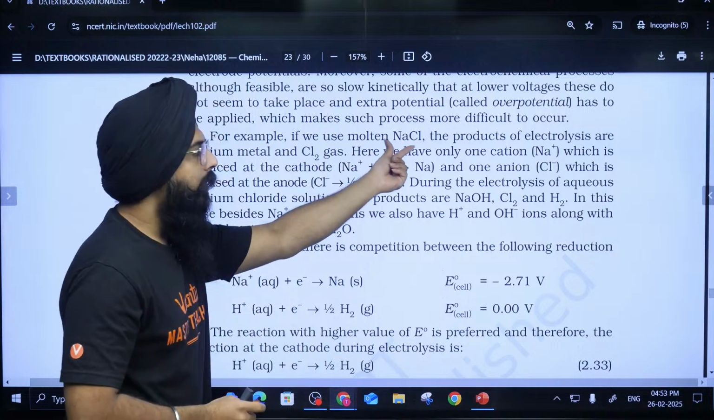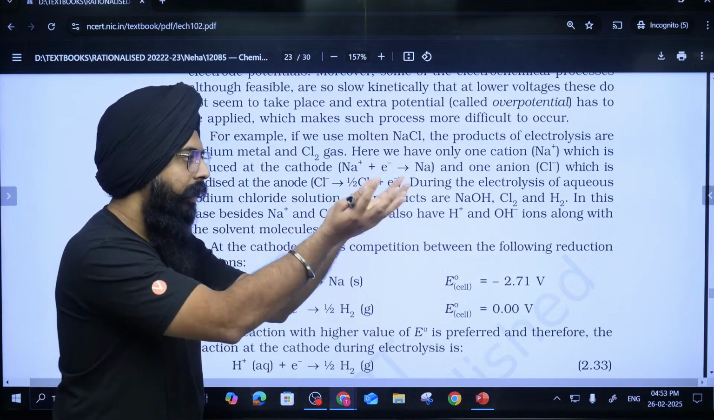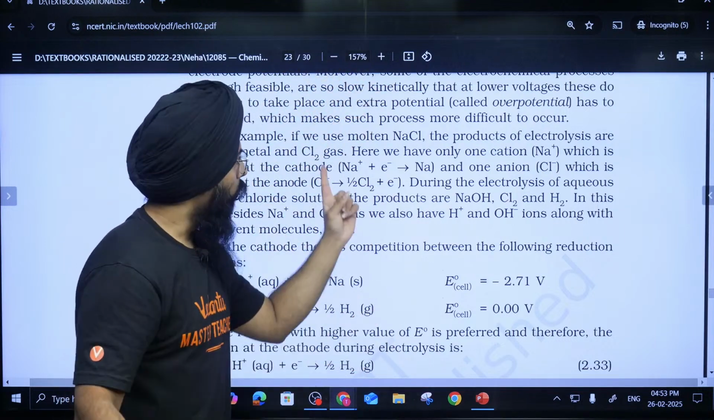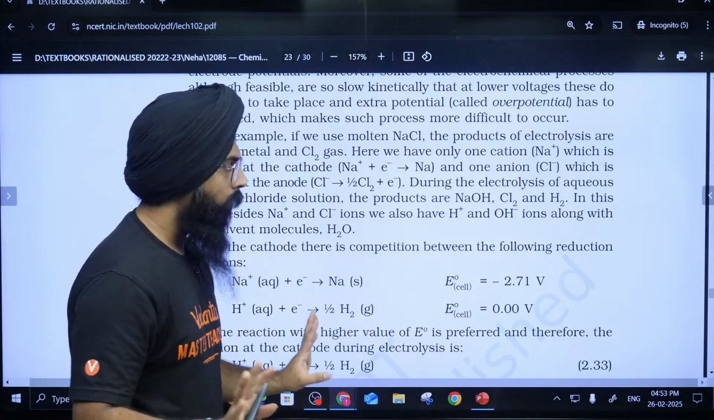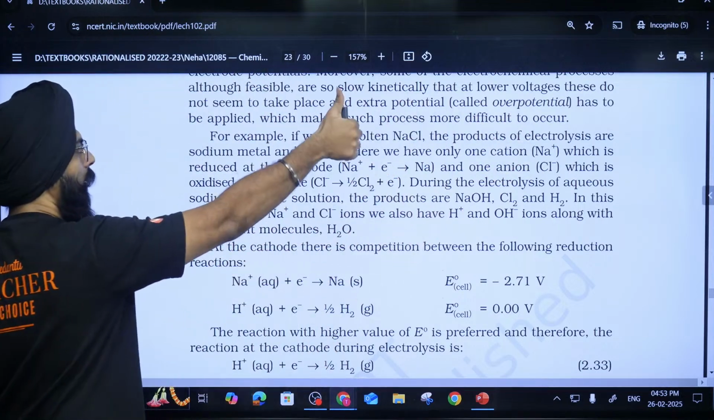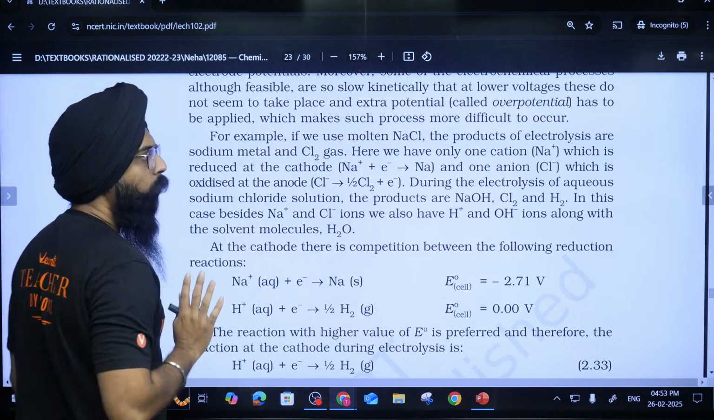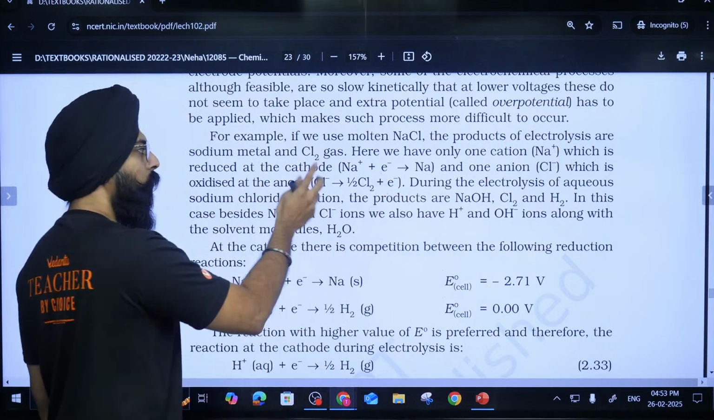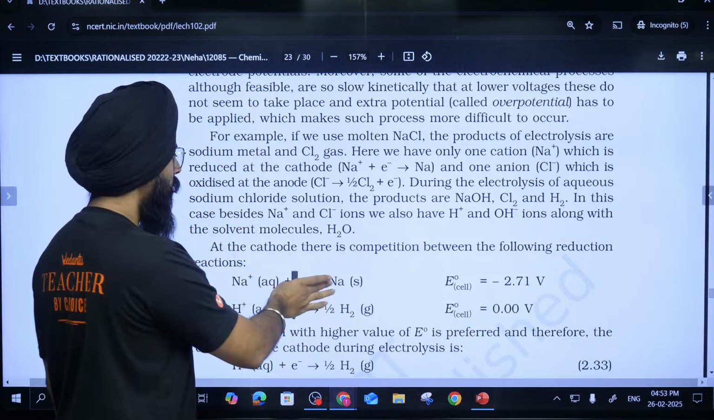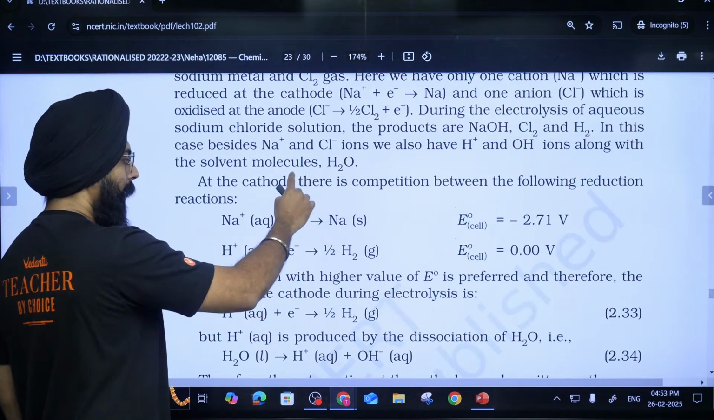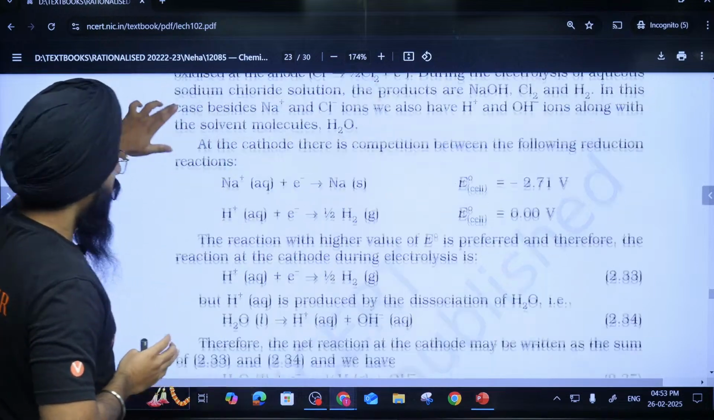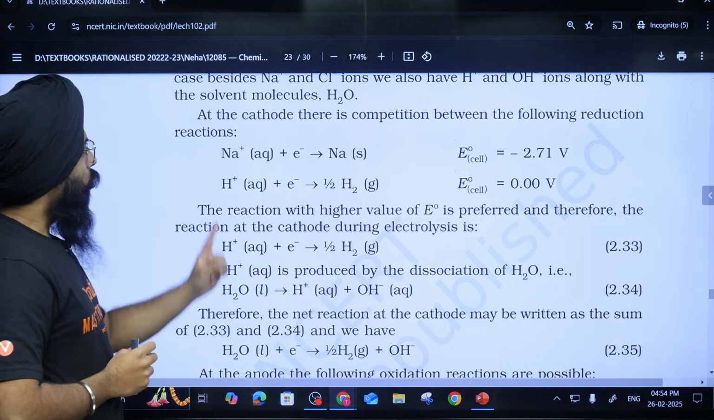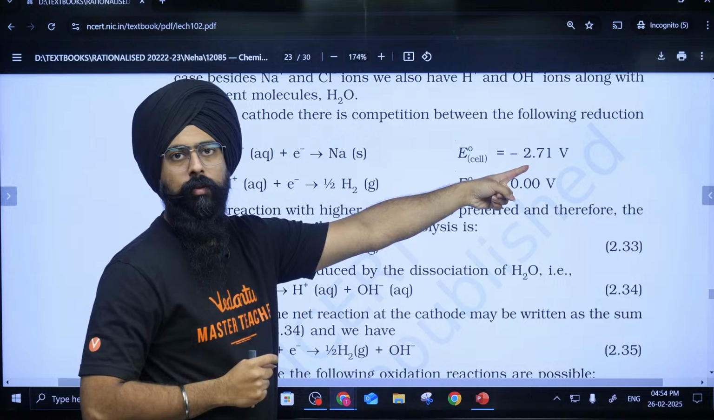If we use melted NaCl, molten NaCl means we've taken NaCl to a very high temperature and melted it. There is no water here. So the products of electrolysis will be sodium metal and chlorine gas, because there is only one cation which will get reduced and only one anion which will get oxidized. But when we do this in water, there is competition. You can have sodium's reduction or hydrogen's reduction.